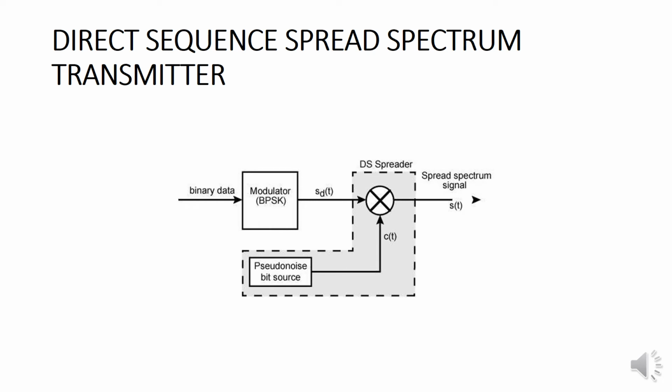Then the direct sequence spread spectrum transmitter. So this is the diagram for direct sequence spread spectrum, and this is the process that will be carried out.